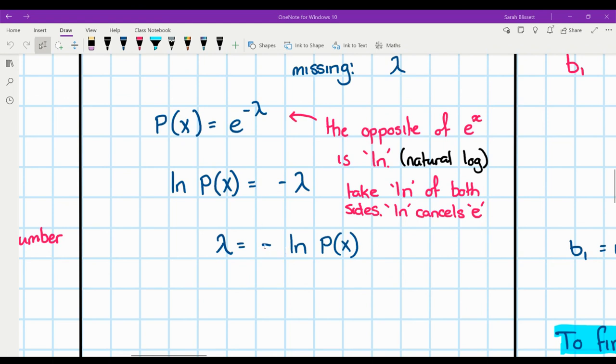Now, it is the negative value because if you type ln, or you use the natural log of the probability of x equals 0, you'll actually always find you end up with a negative number, and we require a positive number, so we're always going to multiply it by -1.